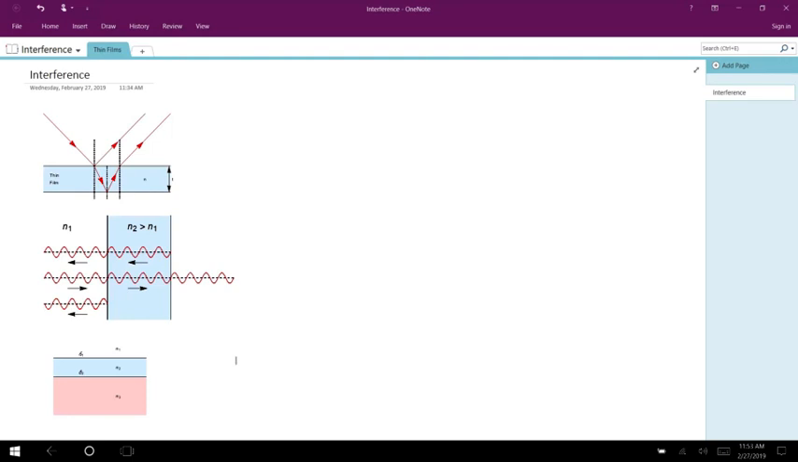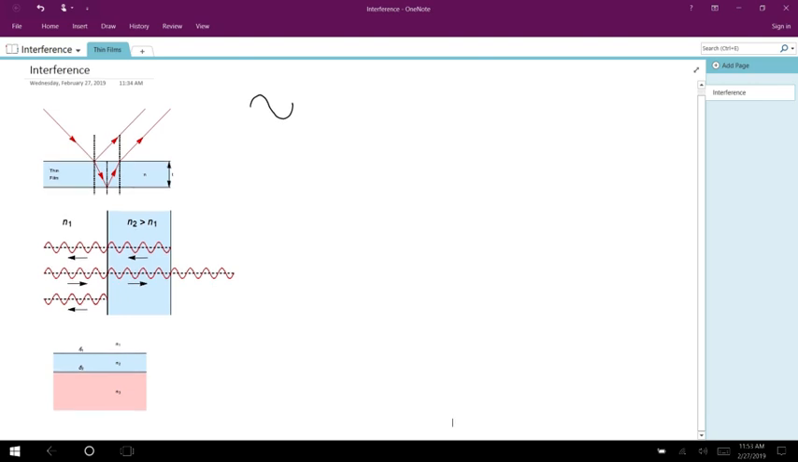Hi everyone, this video will be about interference of light. To some extent you have already seen interference. For example, when we were talking about simple harmonic motion, we talked about two waves, say one simple harmonic motion that looks like this, and then another simple harmonic motion that looks like this.